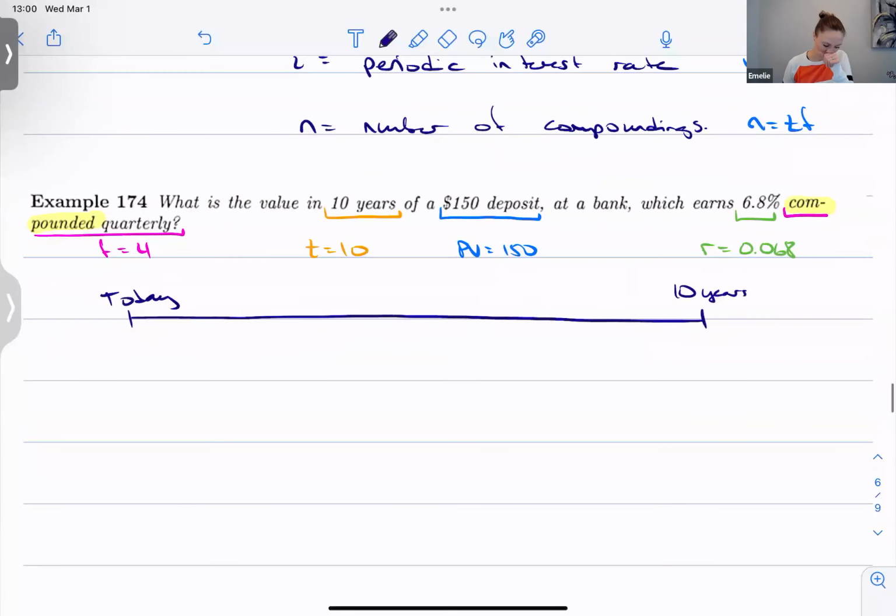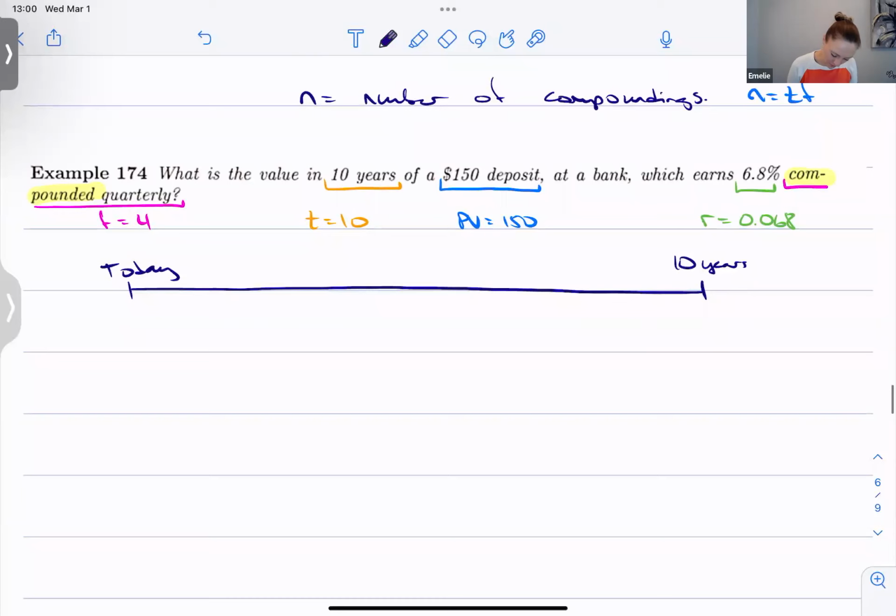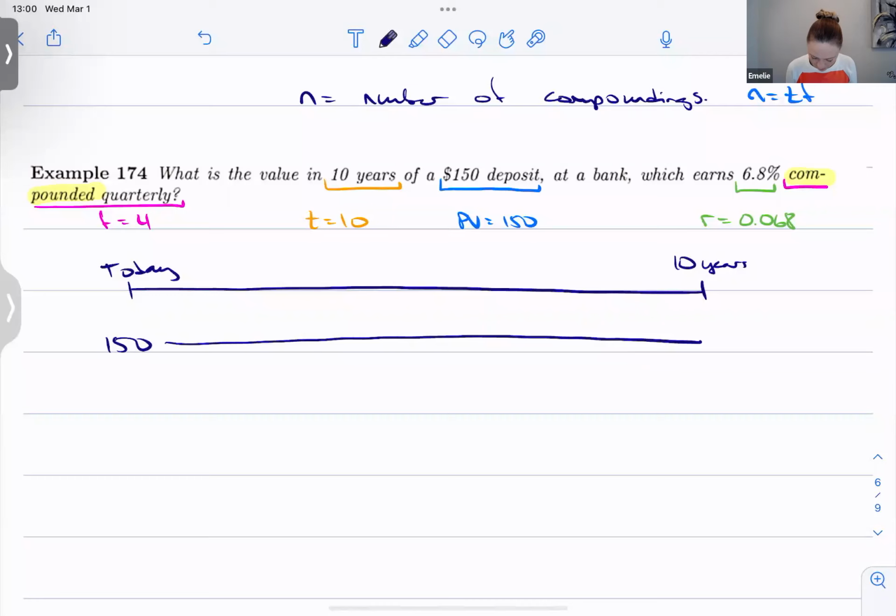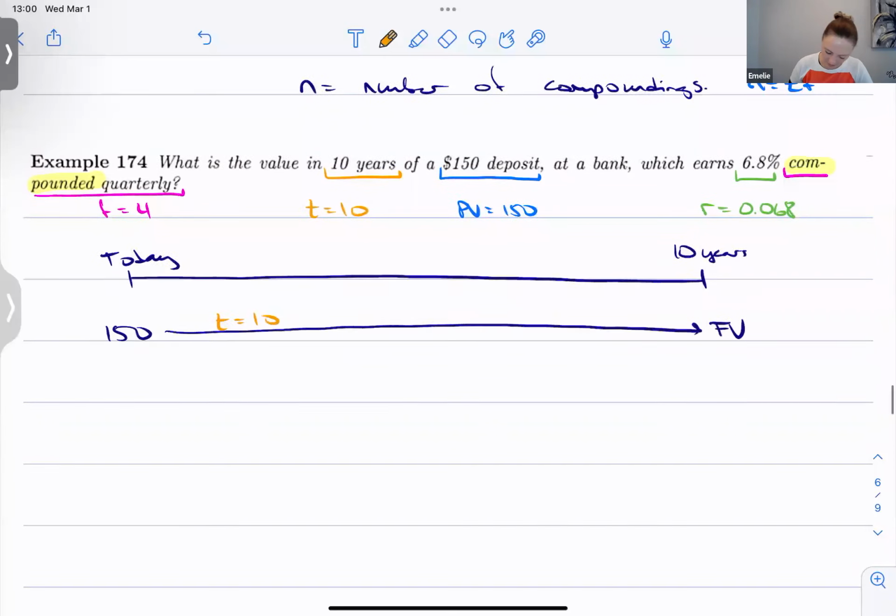10 years from today. I want to know how $150 is going to grow. And it's moving forward, so it becomes a future value, right? Now, one change or a couple of changes is that, of course, I'm not going to use T anymore. I can put T equals 10 on my timeline, but I'm also going to include N, which is more important in my calculations.